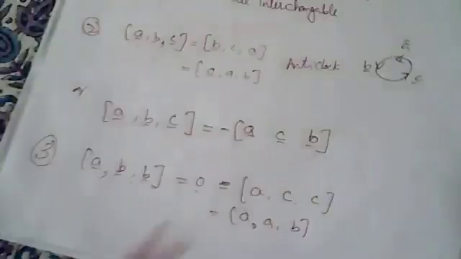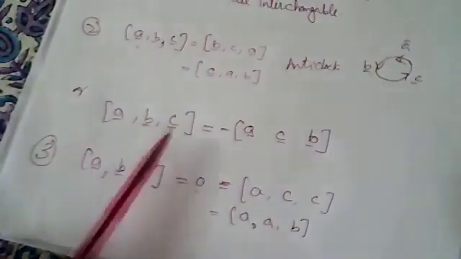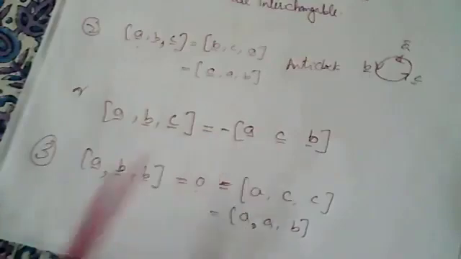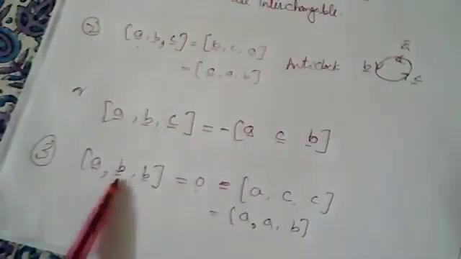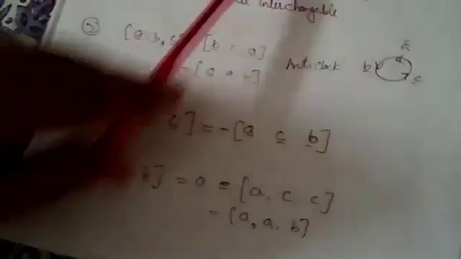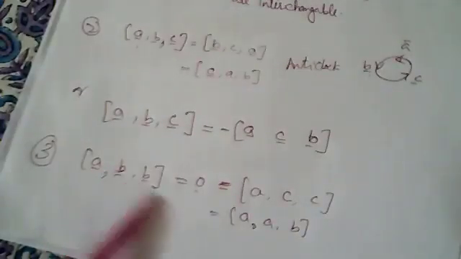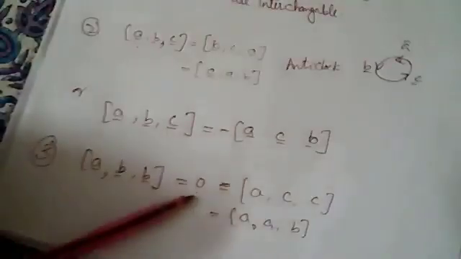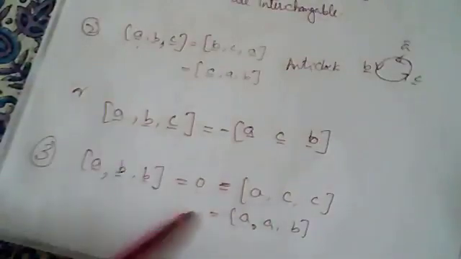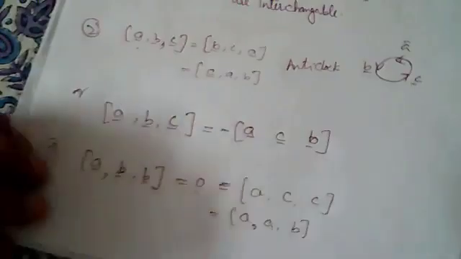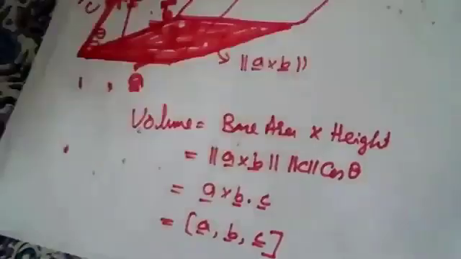If you do it clockwise or randomly, if you randomly change any two vectors as you like, then you have to put the negative. If the vectors are repeated, due to the cross product in the definition, the scalar triple product gives you 0, in case of repetition of any vector in the scalar triple product. This is the third part. Let's see the fourth part.